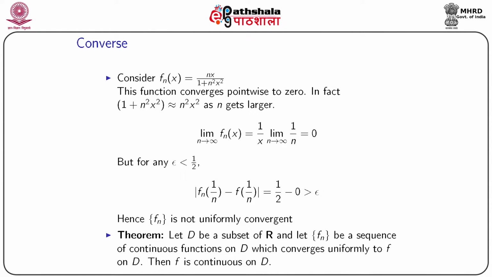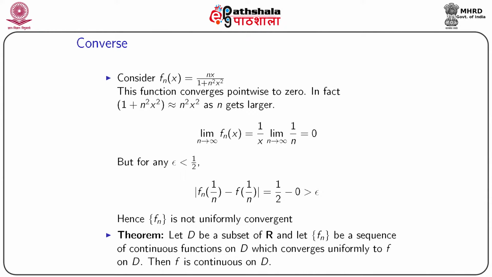Consider Fn(x) as nx over 1 plus n square x square. This function converges pointwise to 0. In fact, we can see that 1 plus n square x square is approximately equal to n square x square as n gets larger, because if n gets larger, there is hardly any difference between 1 plus n square x square and n square x square. So we can write the limit as n tends to infinity of Fn(x) as 1 over x times the limit of 1 over n, and we know the limit of 1 over n tends to 0.